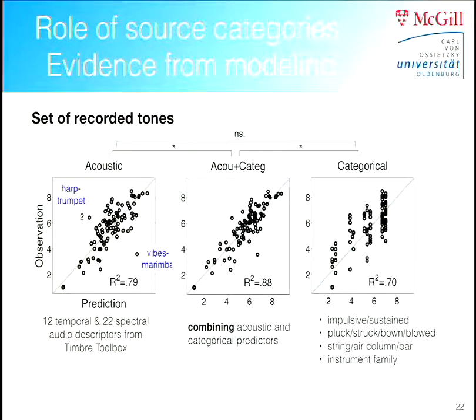So from the modeling perspective, this suggests that people integrate their knowledge about sound source categories into their dissimilarity ratings, even without being instructed to do so. So the instruction was just rate the dissimilarity of the sounds on a scale. But they can't help to say, okay, this is a marimba and this is a vibraphone. Okay, both have some sort of same excitation. Okay, so this must be really similar, right? So this is how they integrate the knowledge about sound sources.